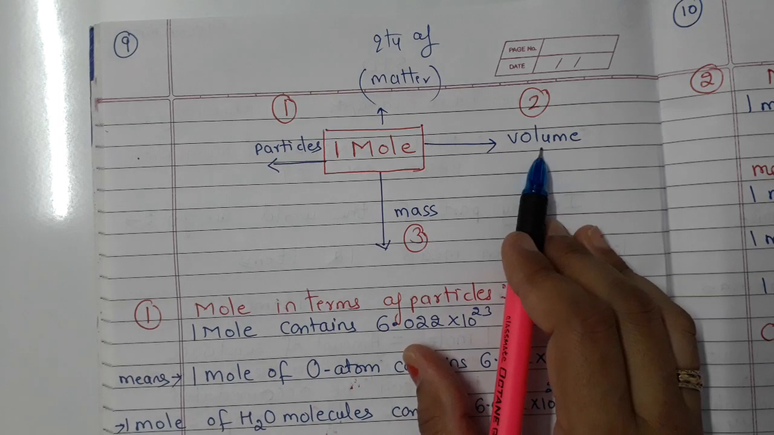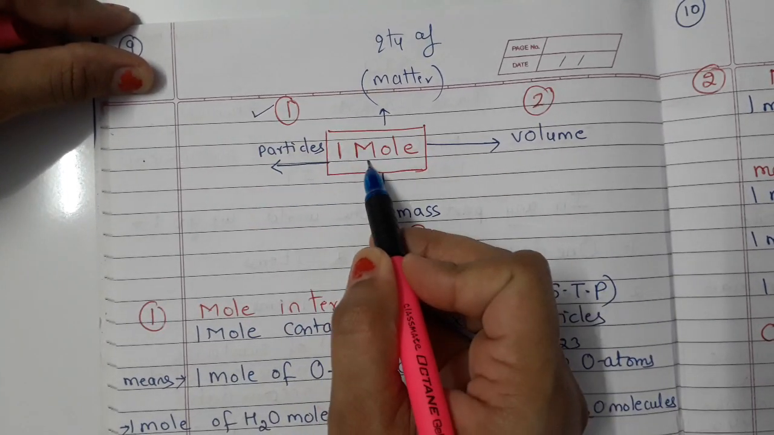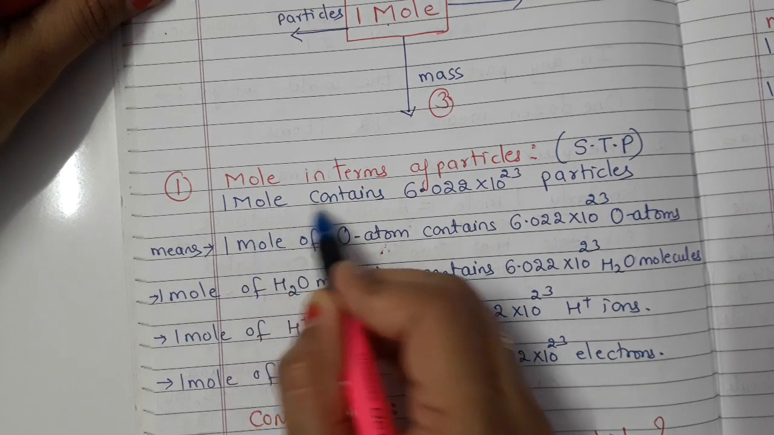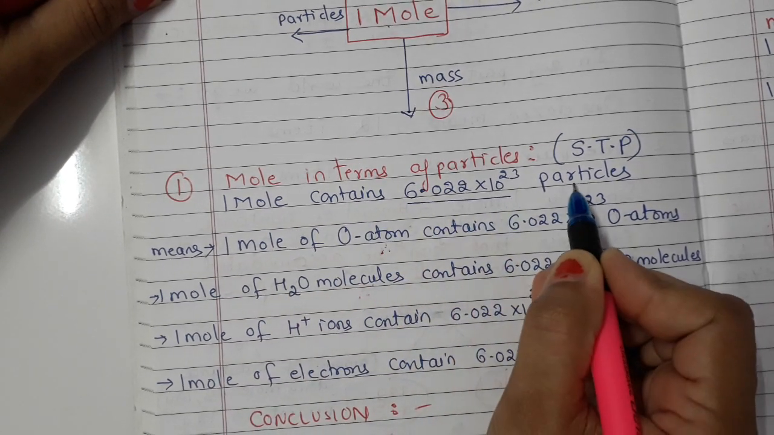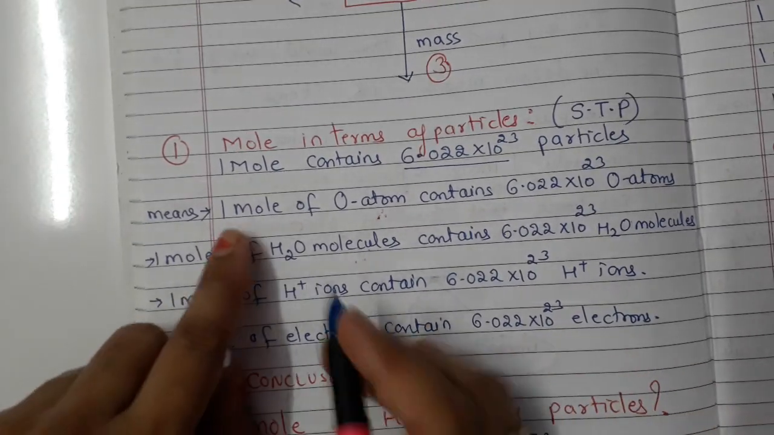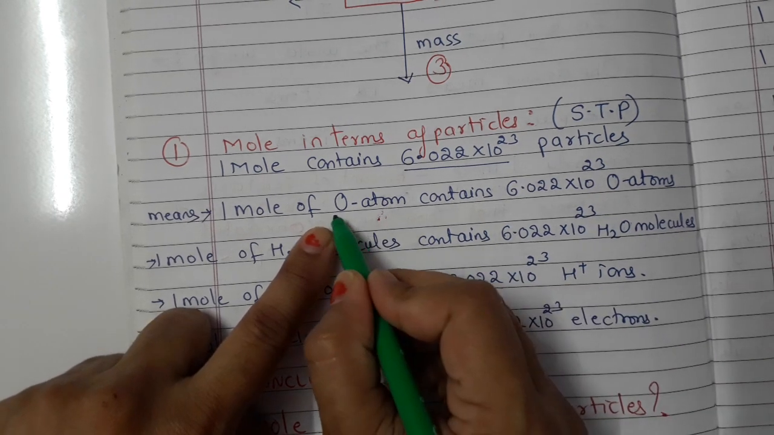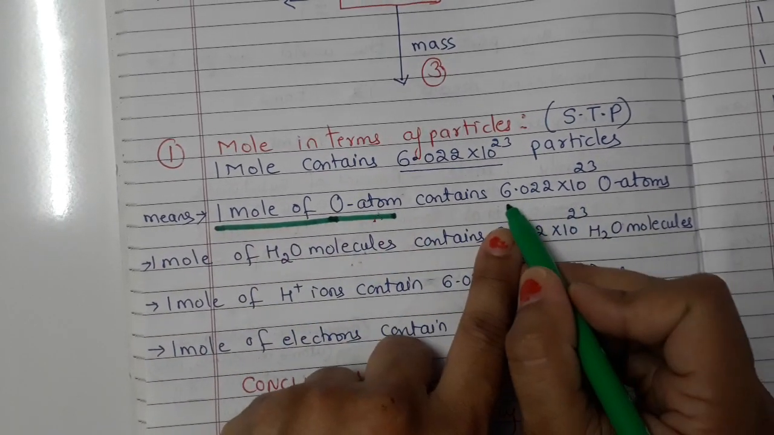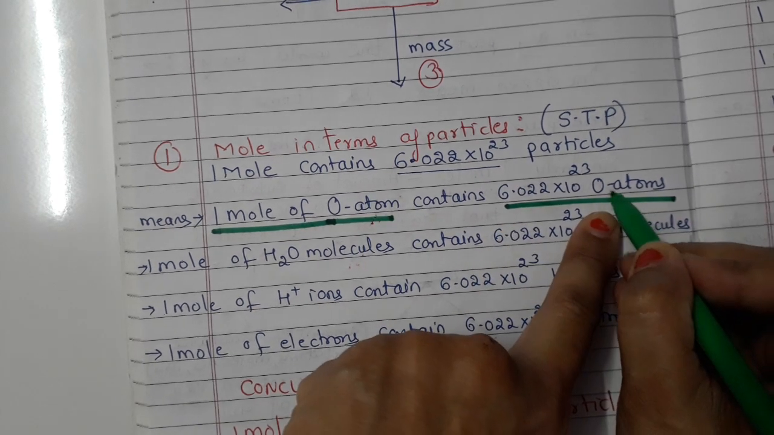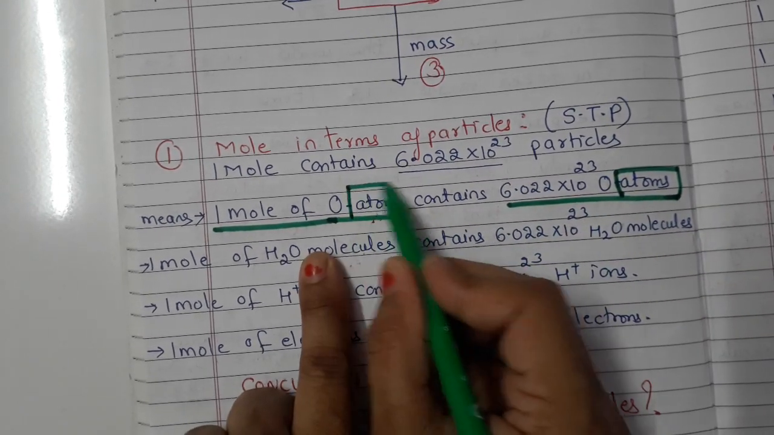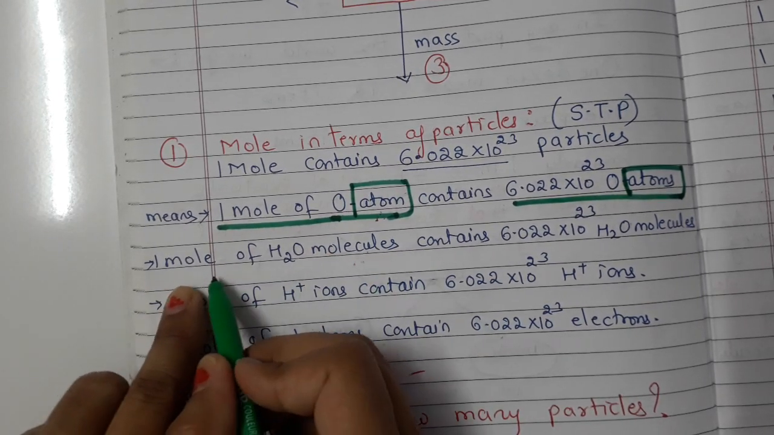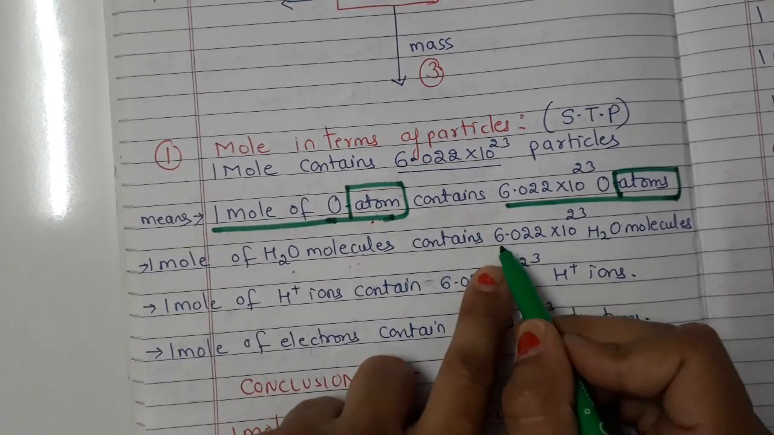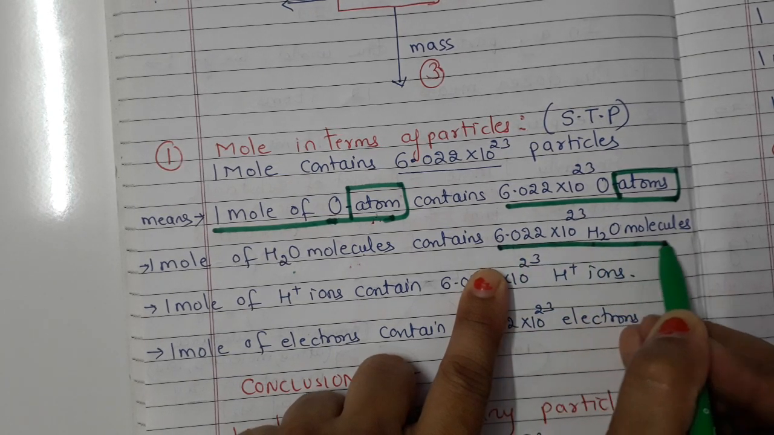Okay students, now first we focus on point number one: mole expressed in terms of particles. As I said, 1 mole contains 6.022 × 10^23 particles. So students, if I say 1 mole of oxygen atoms, it means that 1 mole of oxygen atoms contains 6.022 × 10^23 oxygen atoms. Please note, it is oxygen atoms. Now if I say I have 1 mole of water molecules, it means in 1 mole of water molecules we have 6.022 × 10^23 water molecules.